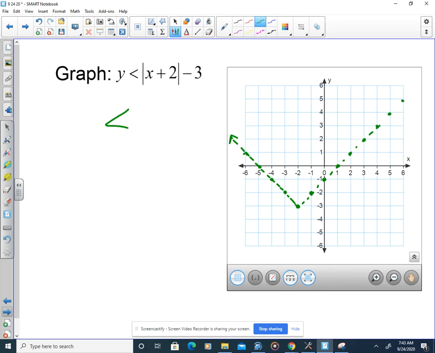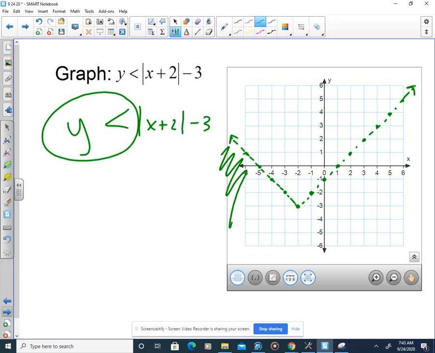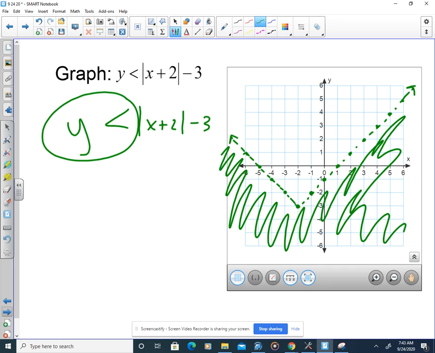And it's y less than the absolute value of x plus 2, minus 3. What does it mean when it's y less than? Where do I do my shading? Hopefully you said under. So I want to shade under this line. So these are the points that make this inequality true. So there's my graph.